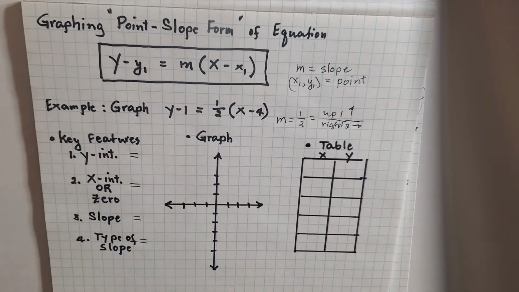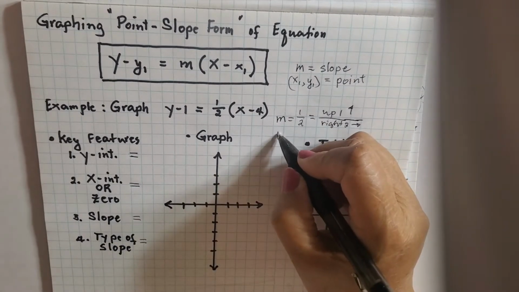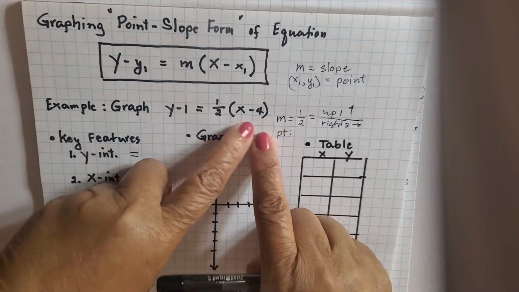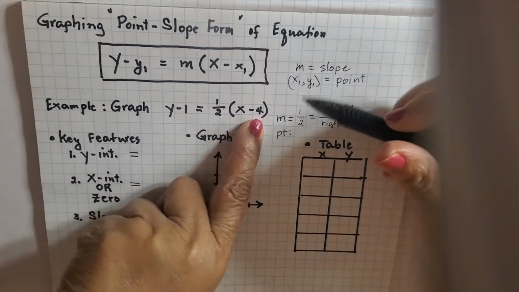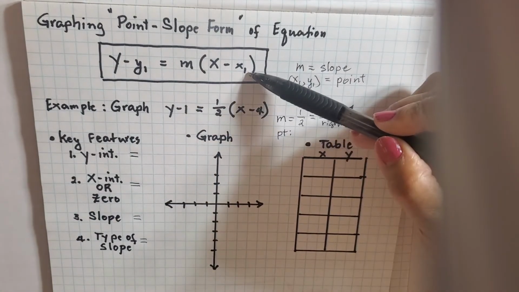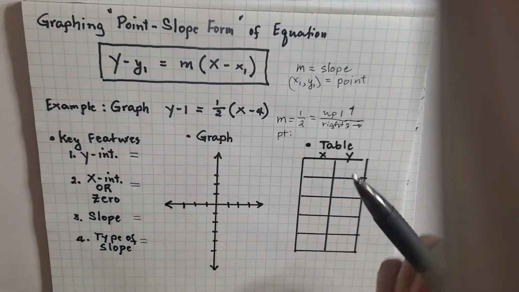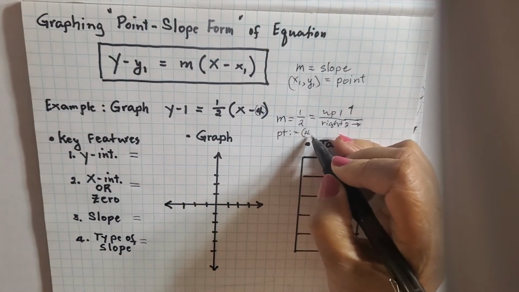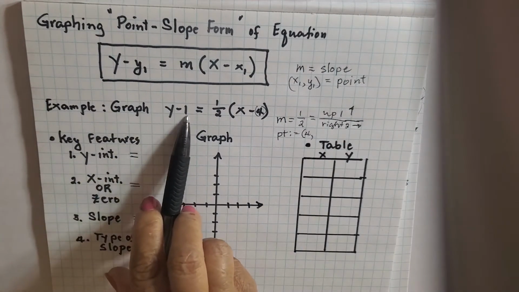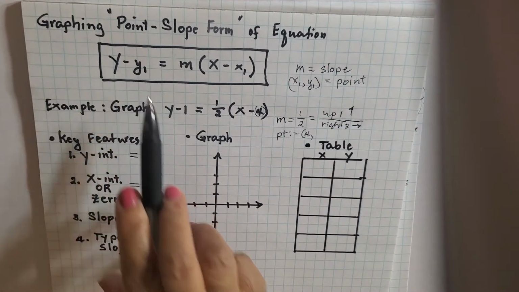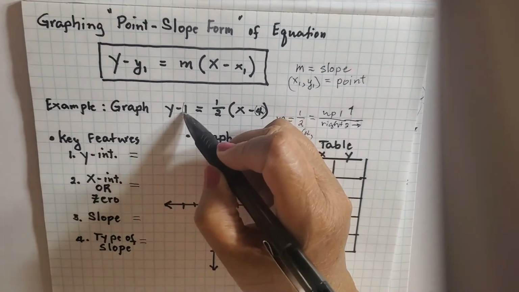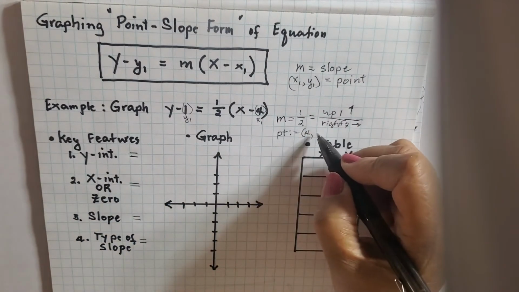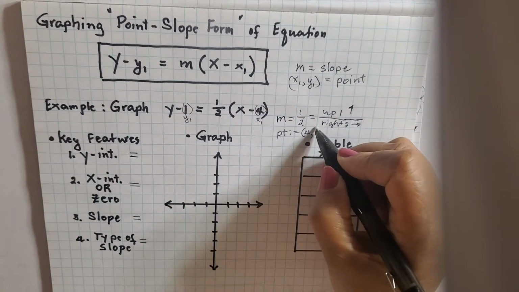Now, let us identify the point. We said this is the point, so this is x1. I follow the pattern x minus x1, so this is x minus 4. Therefore, this 4 is the x coordinate. For the y coordinate, it says y minus y1, so y minus 1. Therefore, this one is the y coordinate. So the coordinate is 4, 1.